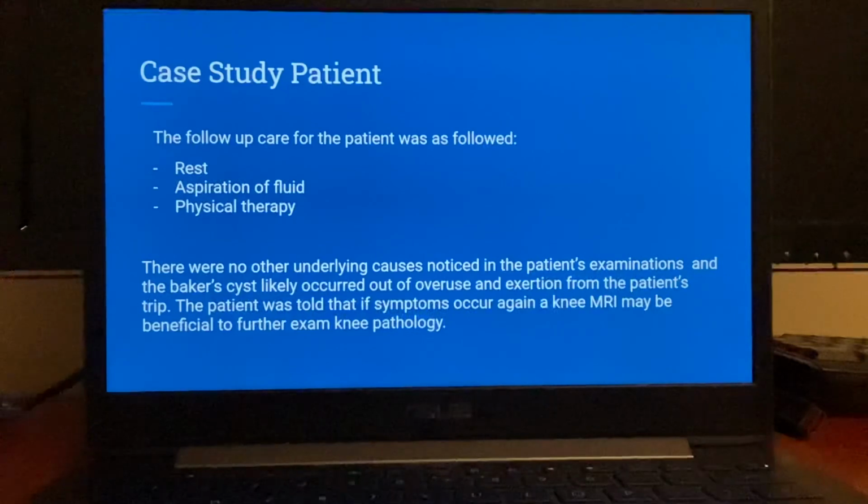Since there wasn't really any underlying causes noticed in the patient's examinations, the Baker cyst likely occurred out of overuse and exertion from the patient's recent trip that they took. The physician did tell the patient, though, that if symptoms did start to occur again, that an MRI of the knee may be beneficial to further examine knee pathology that might not have been seen on the ultrasound.